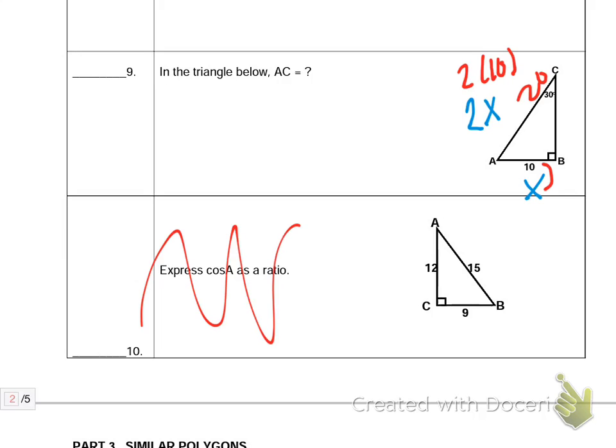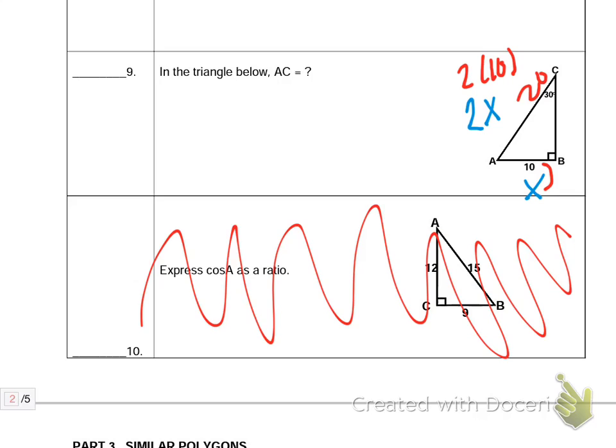Number 10 we did not do, so we're not going to put that on the quiz, on the final.